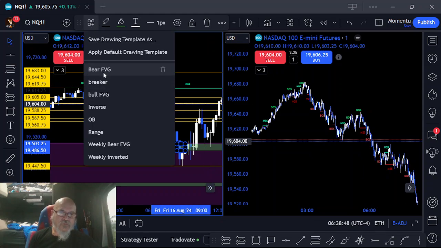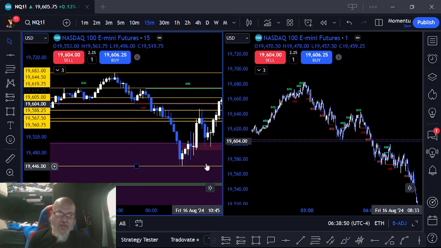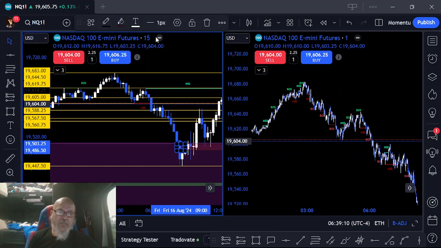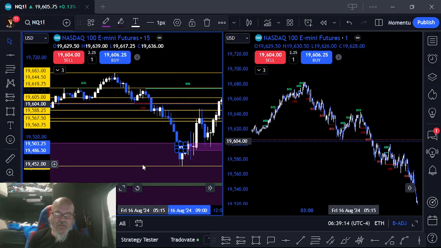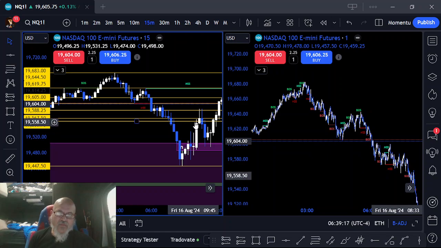Looking at that, none of these candles through here, even though we were making higher lows, closed above that fair value gap until this candle here. So we inverted this bearish fair value gap. That's where I start getting interested in a trade.